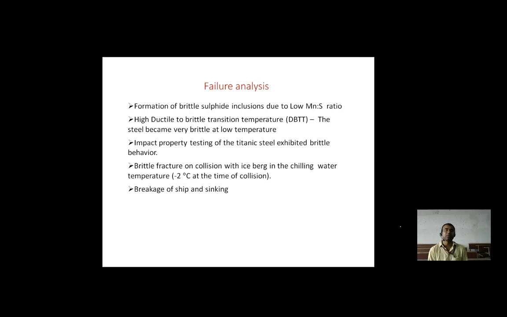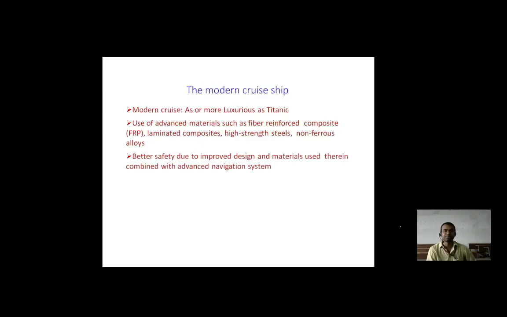As I said, the working temperature of that particular metal changed from one condition to another, right? So due to that, they change their tendency. The material has the tendency to change from one state to another due to the falling temperature, the chilling water temperature, and that is what happened when the collision took place, and the breakage and shrinking happened. So all these things came from that failure analysis.